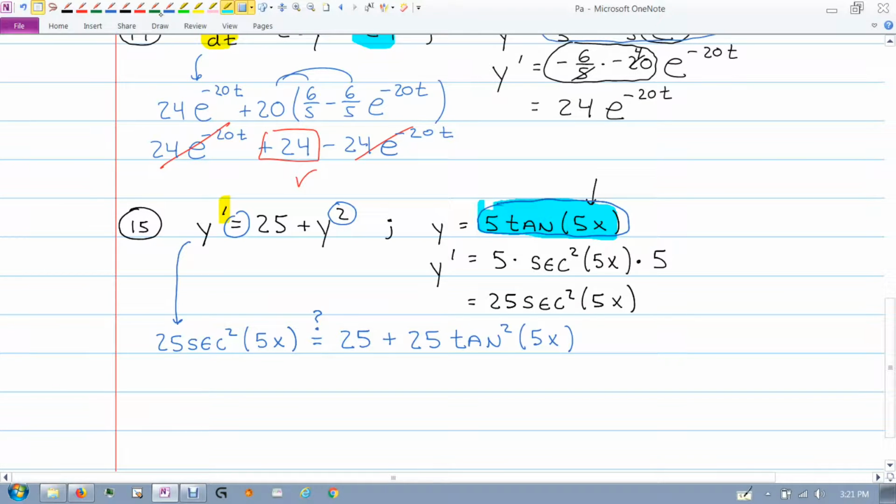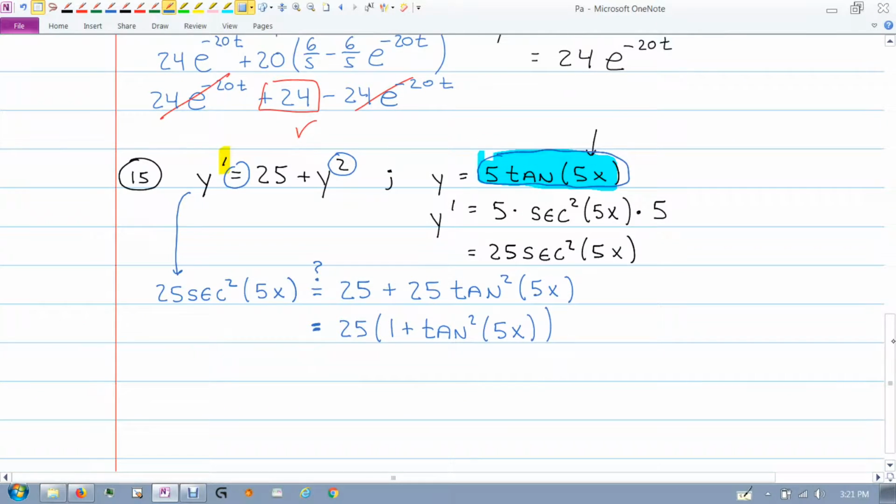So it doesn't look like they match right away, but if we just do some precalc identities here, let's factor out 25. If we do that, we get 1 plus tangent squared of 5x, and that is a Pythagorean identity. I'll write it here on the side: 1 plus tan squared theta equals secant squared theta. So that is an identity. So this actually becomes 25 secant squared of 5x, and that does check out to match this side. So yes, indeed, that is a solution.